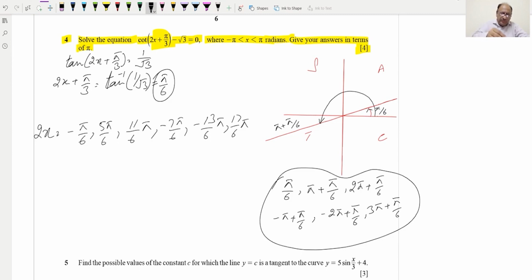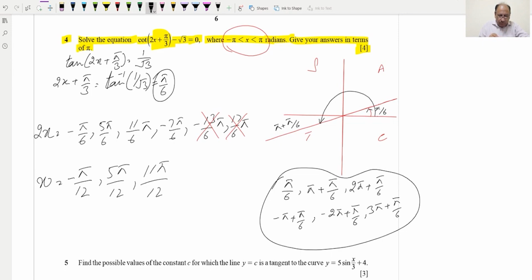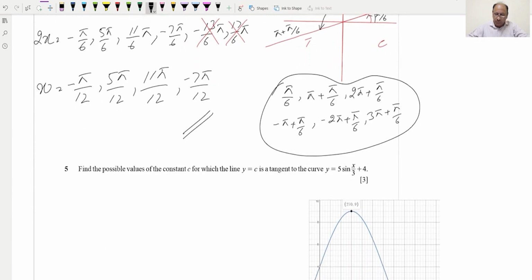Now if we check, these two values are out of the given range, so we will be rejecting these two values, and the rest of the values we can take. When we are taking the x value, this 2 will be going as denominator, and it will multiply with all these values, and it will be minus pi by 12, 5 pi by 12, 11 pi by 12, and minus 7 pi by 12. So these will be our answers for this part. Hopefully you understood this. This was a 4-mark question.